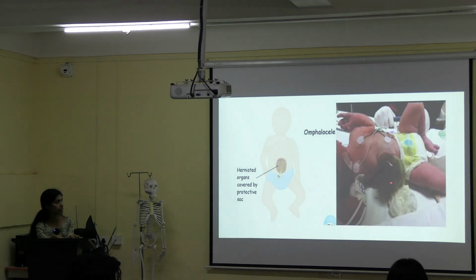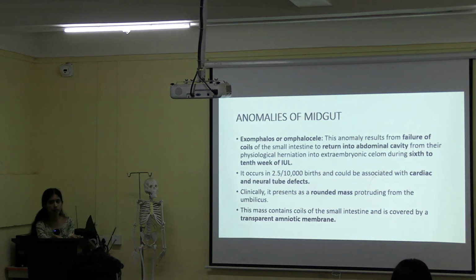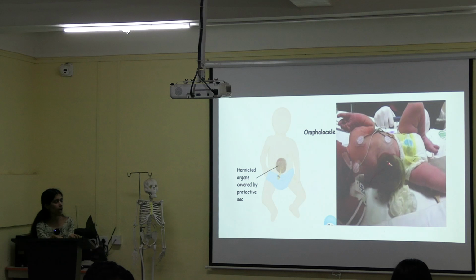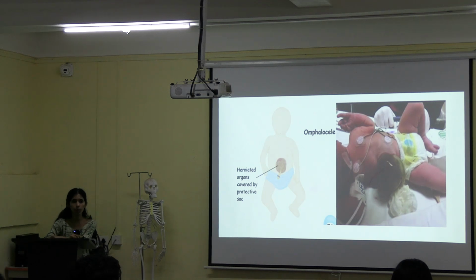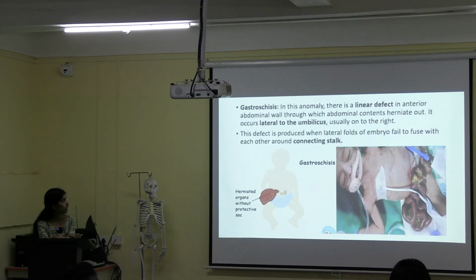Okay. This is a thin transparent membrane, that is nothing but your amniotic membrane. Inside that we have the coils of small intestine which fail to move inside your abdominal cavity. So, during birth it will come out of the umbilical region. Okay, here you can see, this is your umbilical region, from that it is coming out and it is covered by a protective sac, that is amniotic membrane.